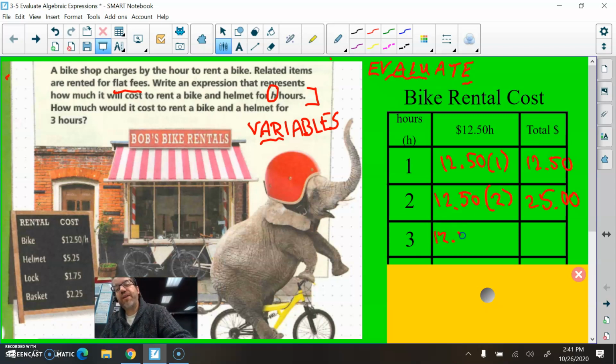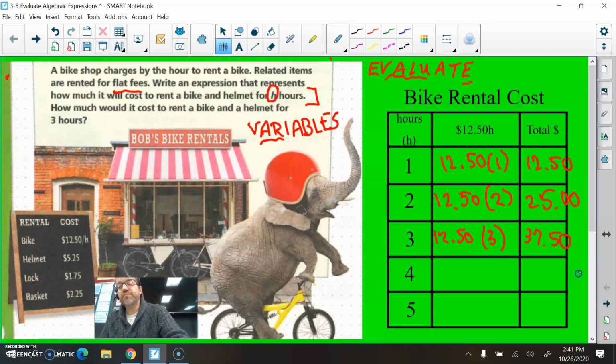And you know, there's another pattern that's developing here as well. 12.50 times 3 is $37.50. What you're going to notice is every time we add an hour, we're adding $12.50. So we're adding 12.50 each time. And every time you're adding 12.50, you could say you're multiplying by 1, then by 2, then by 3, because multiplying is just repeated addition. If you have 4 hours, you'd take 12.50 times 4. If it's 5 hours, you'd take 12.50 times 5 to find the total cost for renting the bike. So here you get $50.